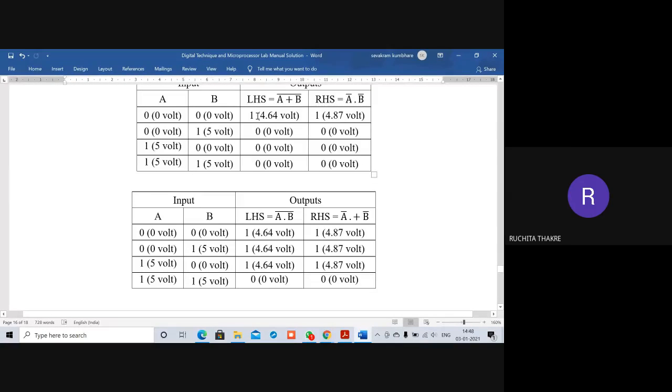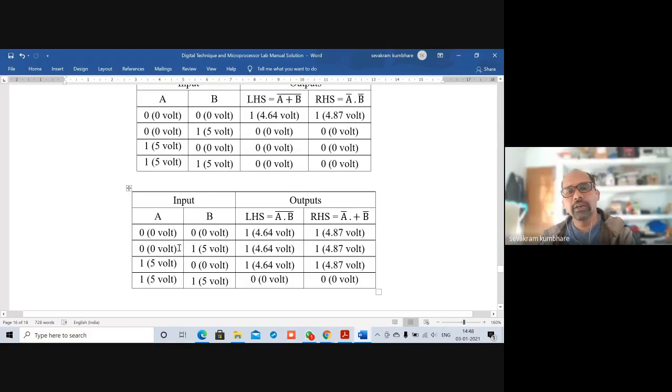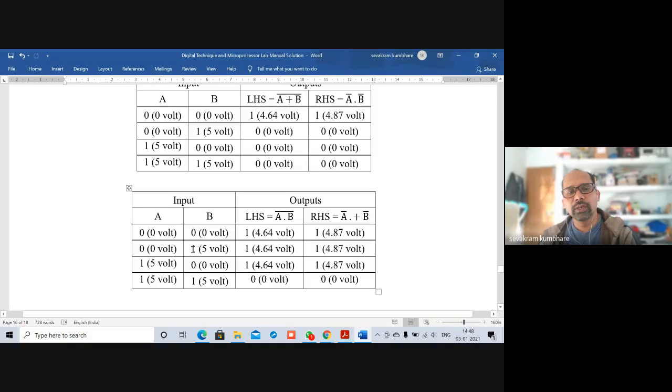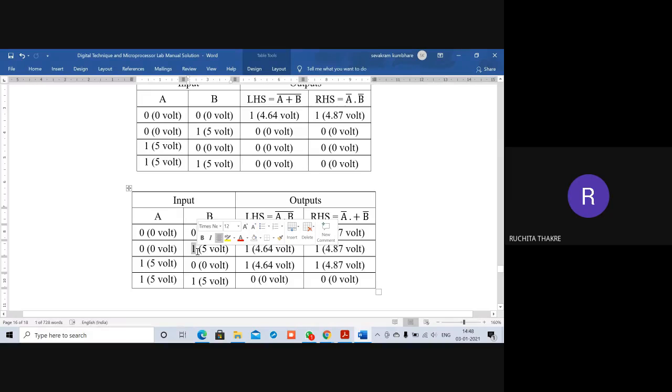Sir, in second step 0 and 1 volt, the LHS is 0 and why are we put in 1? Why we have put 1, right? This? Sir, LHS. This? Yes, sir.